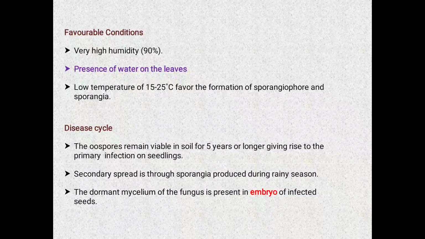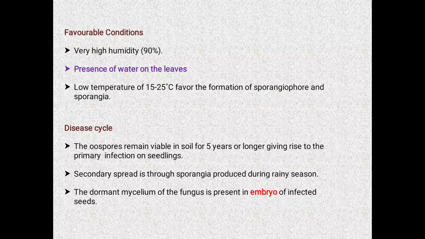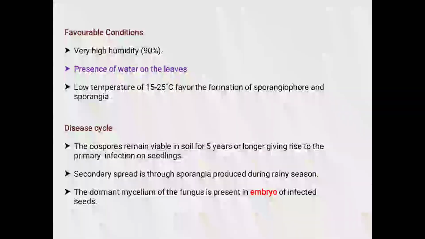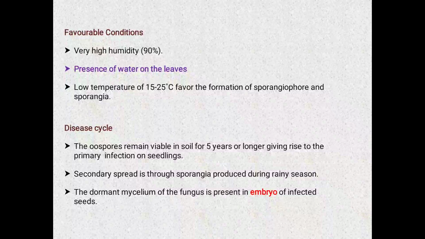Disease cycle, that is, it is also called as perpetuation also. Primary and secondary infections can be studied in the perpetuation. The oospores remain viable in soil for 5 years or longer, giving rise to the primary infection on seedling. Secondary spread is through sporangia produced during rainy season. The dormant mycelium of the fungus is present in embryo of infected seeds.